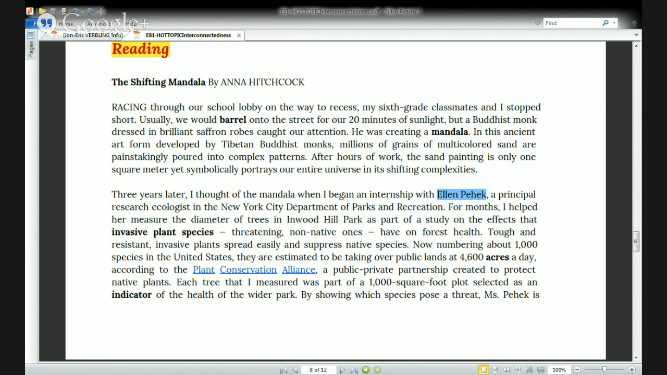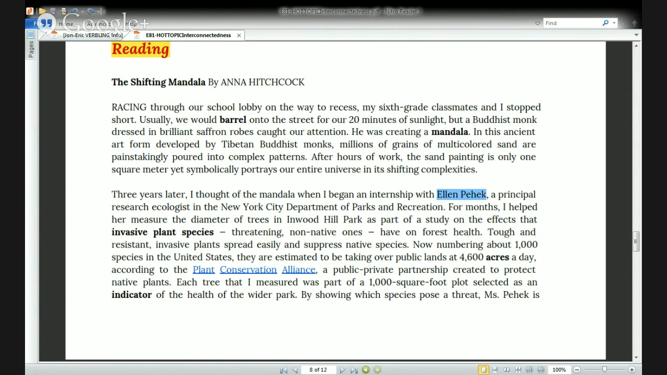And so by looking at a small area of the forest or of the park, and looking at the diversity in that small area, the word is microcosm. It's a microcosm of the bigger picture. It's like a representation of the bigger picture of biodiversity.